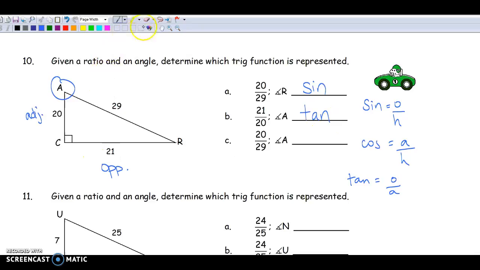And then the last one we have is angle A once again. We've got 20, which again is the adjacent side, over 29, and 29 is the hypotenuse. So we've got adjacent over hypotenuse. Adjacent over hypotenuse is cosine.